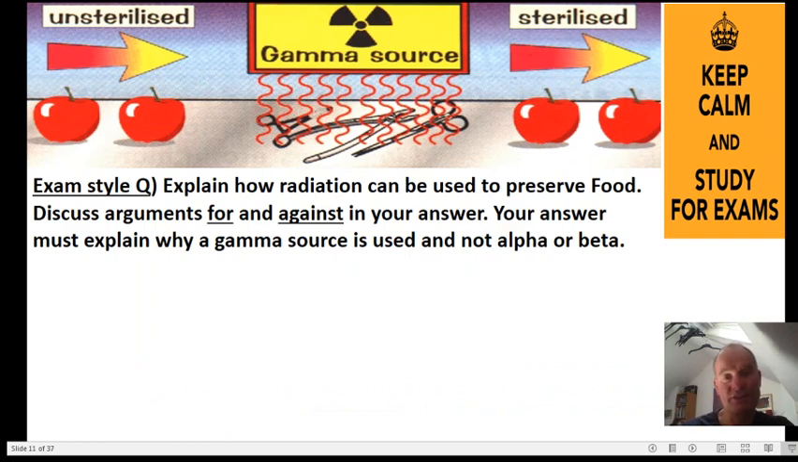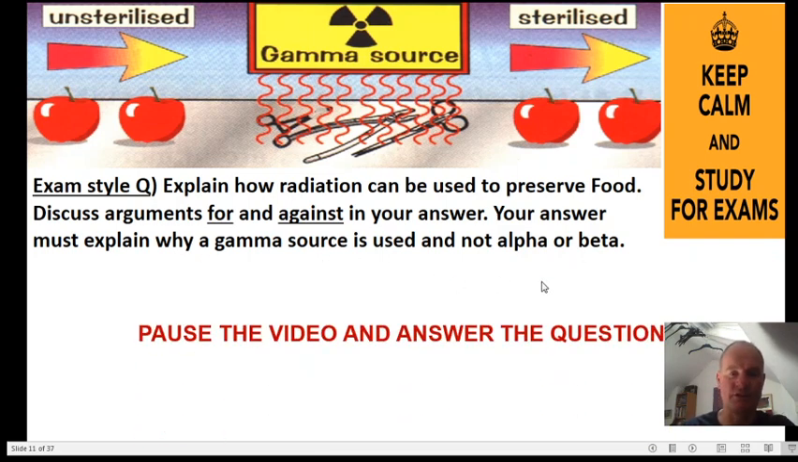An exam style question linking to this might be this. So explain how radiation can be used to preserve food. Discuss arguments for and against in your answer. Your answer must explain why gamma source is used and not alpha or beta. Okay, so pause the video, have a think about it, or rewind it a bit, and see if you can write a response to that. So pause the video, be back when you're ready.